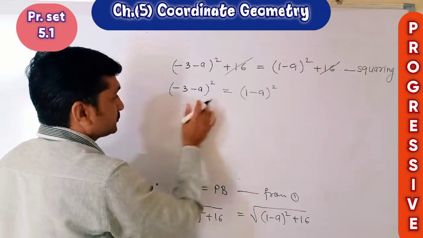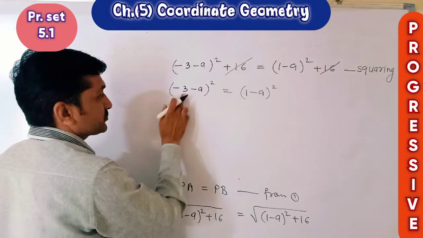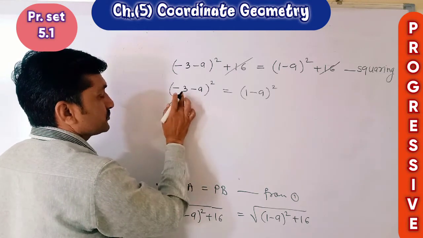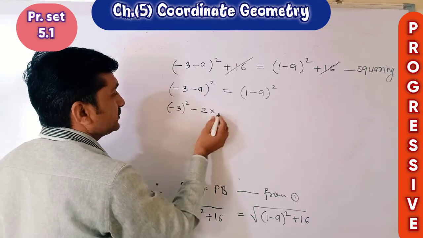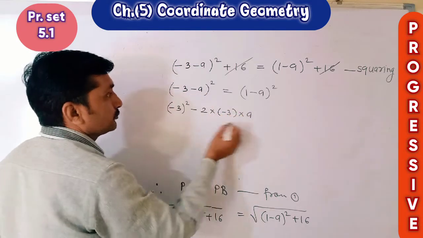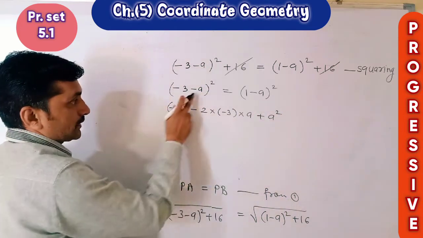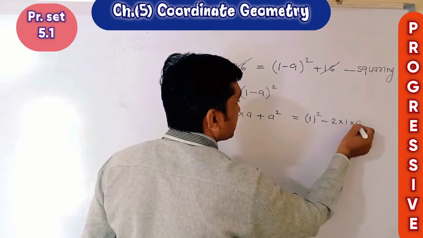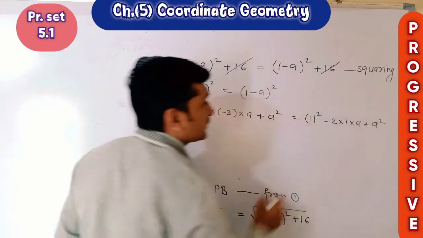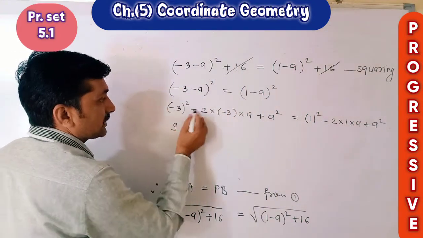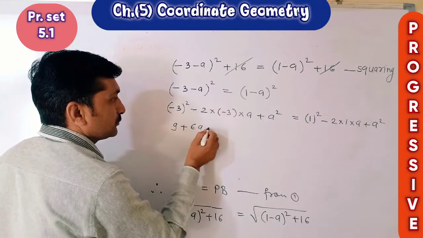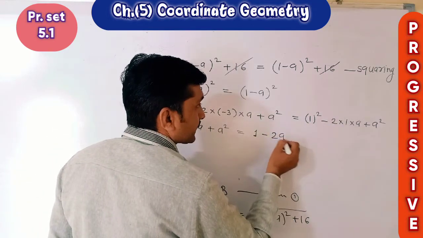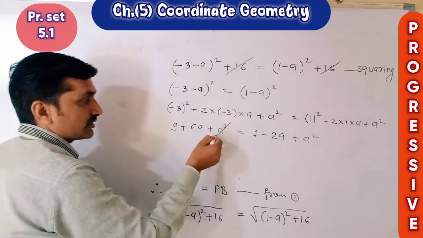Now the expansion: (-3 - a) squared, first term -3, second term a: first term squared, (-3) squared, minus 2 multiplied by ab, that is -3 into a, plus second term squared, a squared, is equal to, here also first term squared 1 squared, minus 2 multiplied by 1 multiplied by a, plus second term squared a squared. (-3) squared is 9, minus minus plus, 2 threes are 6a, plus a squared is equal to 1 squared, 1, minus 2 ones are 2a, plus a squared. Again on both sides a squared cancels.